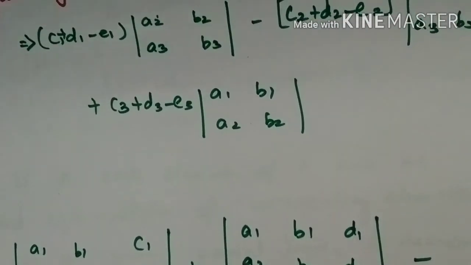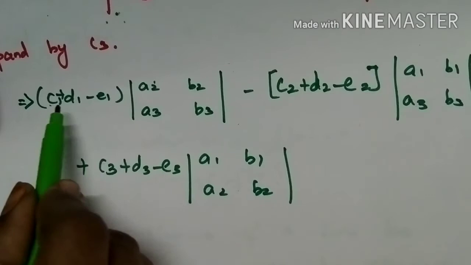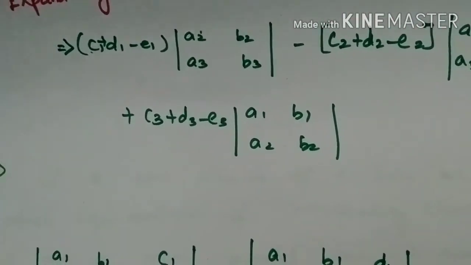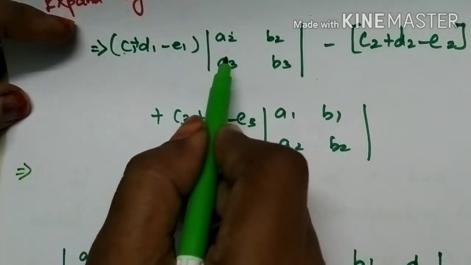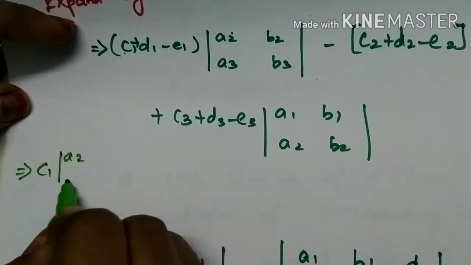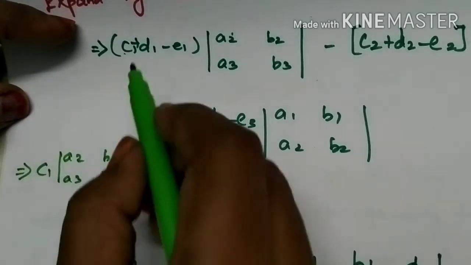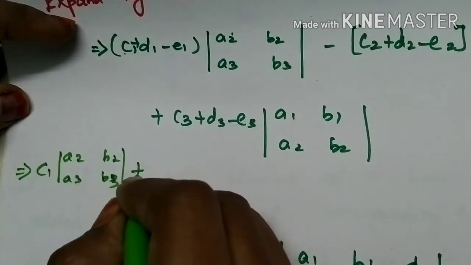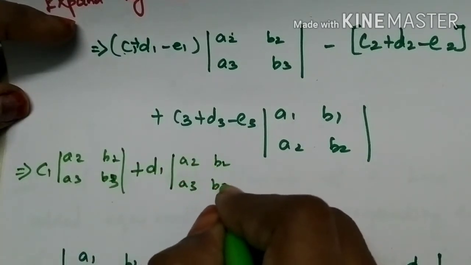Now, you have to expand separately each term of column 3. It's just a mathematical calculation, so it would be easy to understand. The first cofactor is multiplied with the element C1. So, C1 into A2, A3, B2, B3. Next, it is multiplied with plus D1: D1, A2, A3, B2, B3.